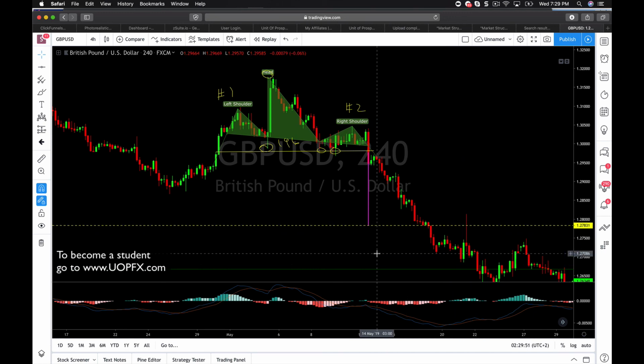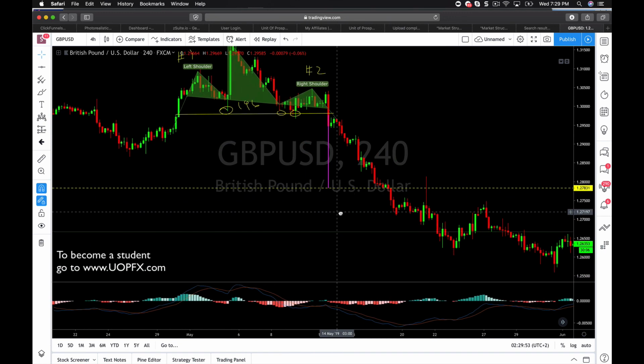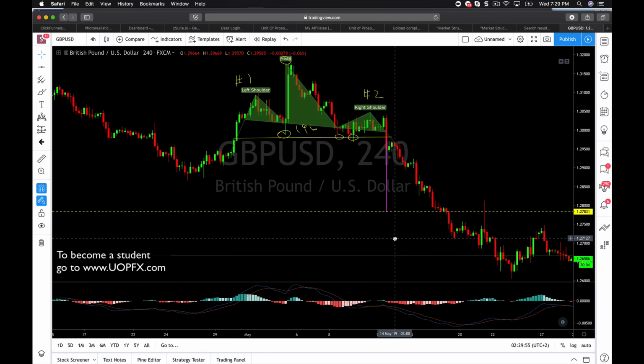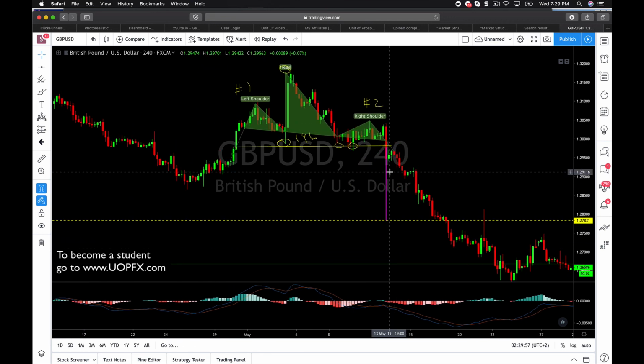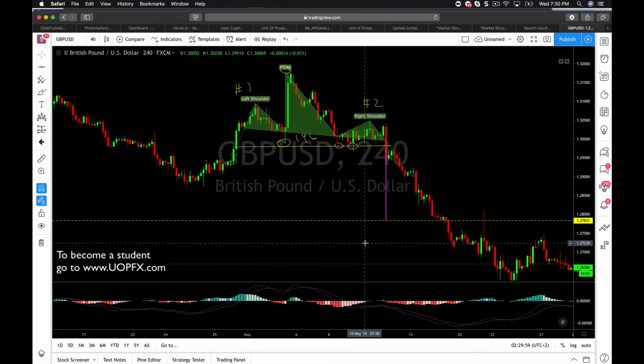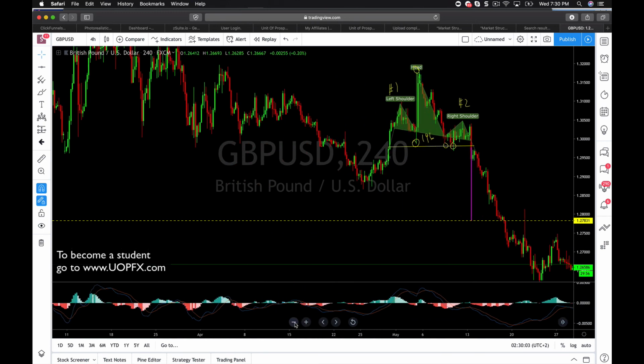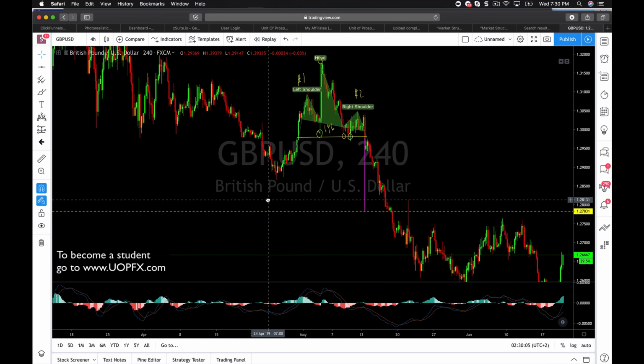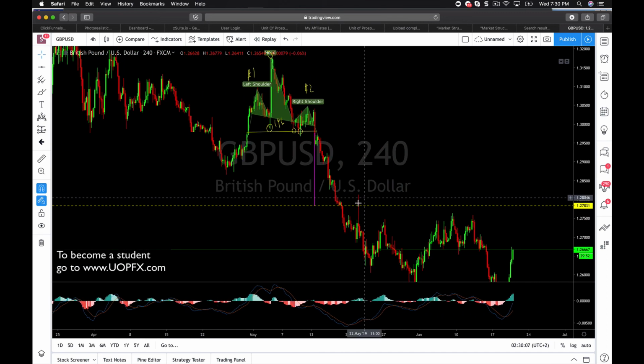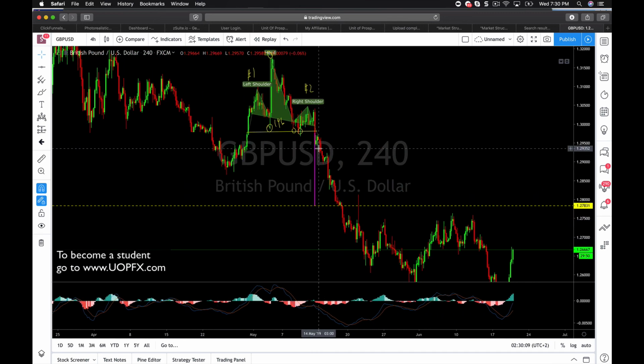Now, this doesn't work all the time, so you want to make sure that you use proper risk management and properly manage the trade. But for the most part, this is pretty accurate, and it works pretty well. As you can see, price shot through that and actually kept going.